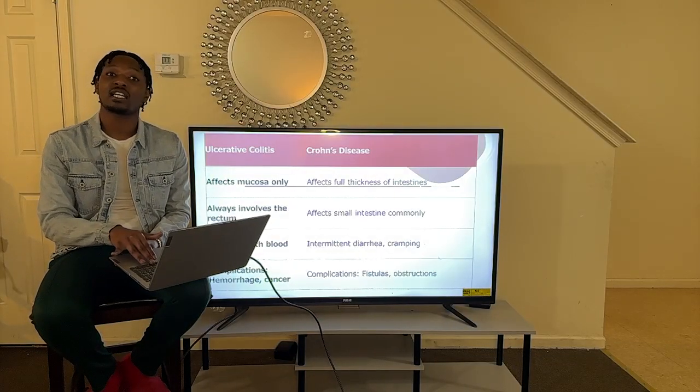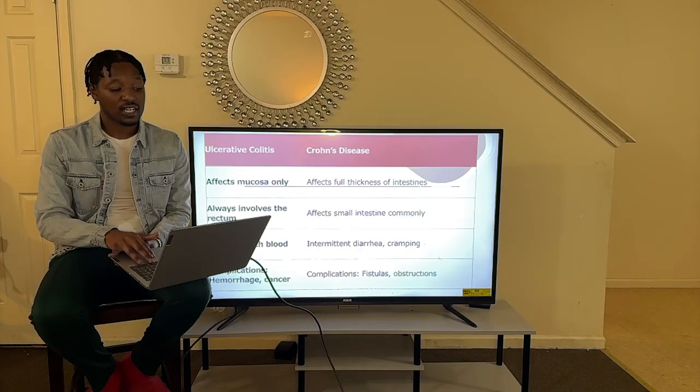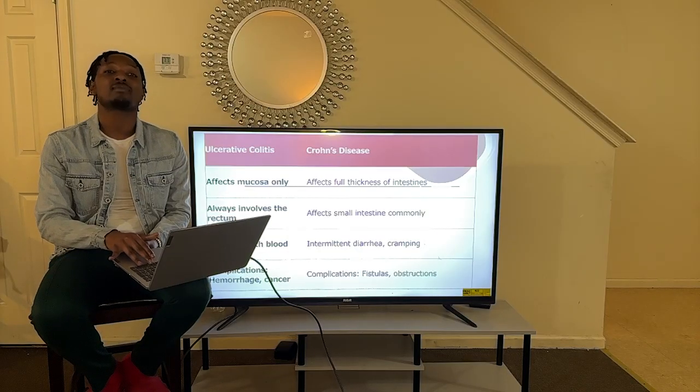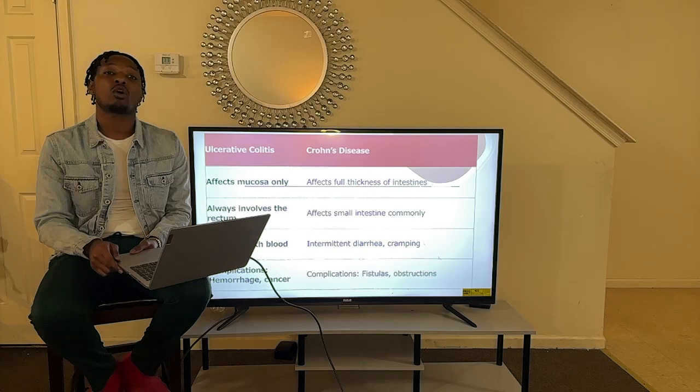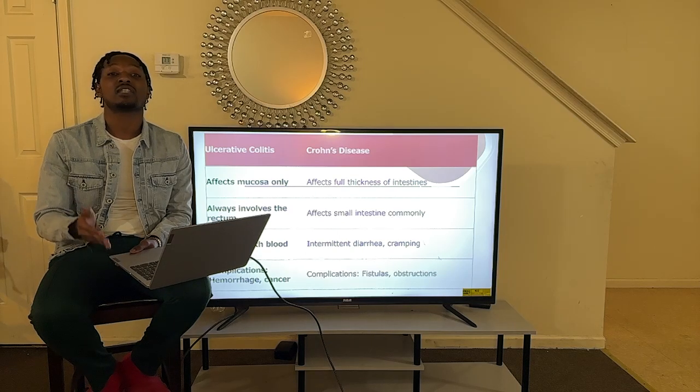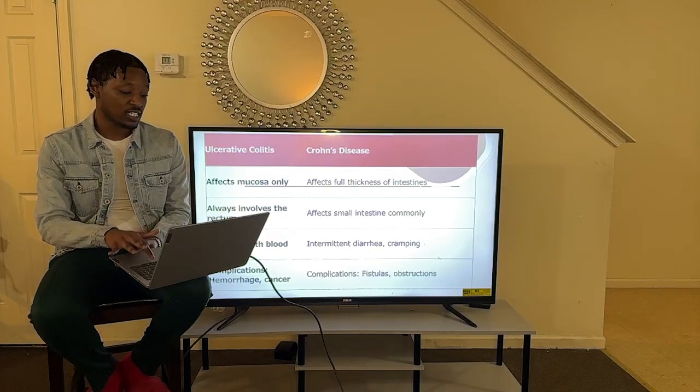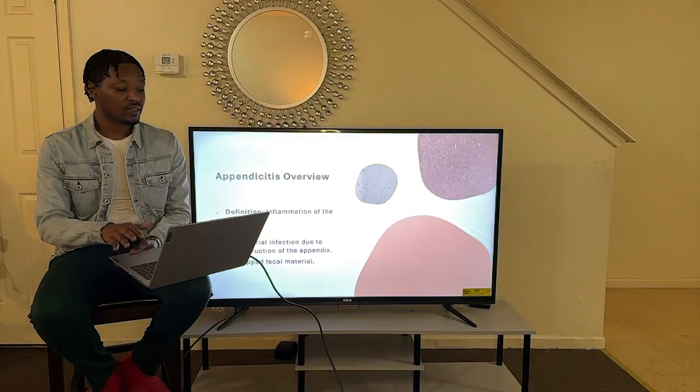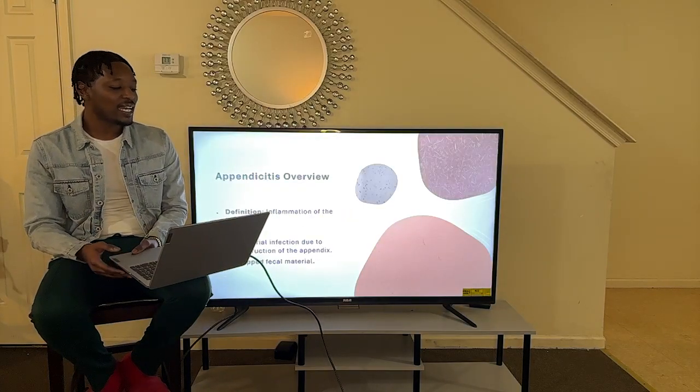One contains blood in the stool, one doesn't. One affects the whole rectum, one is only the small intestine. So when you're thinking about ulcerative colitis and Crohn's disease, these are some of the main differences that you can use to differentiate between the two diseases. Appendicitis.